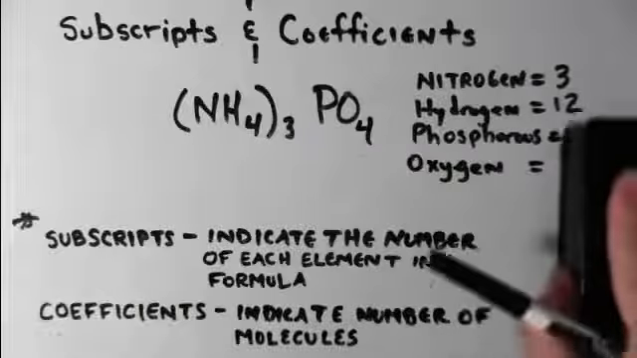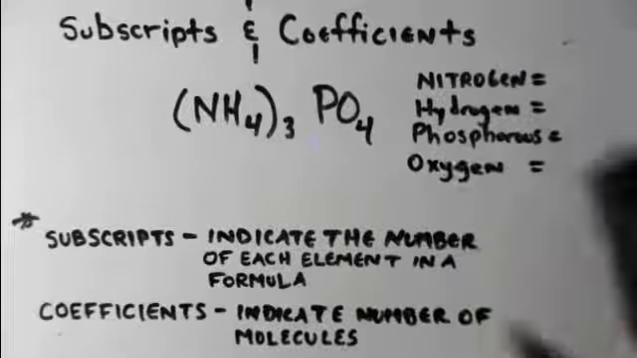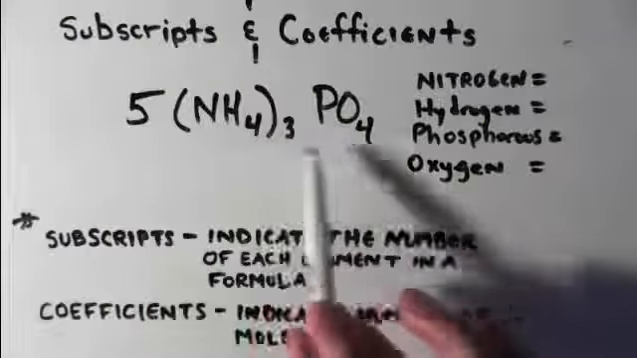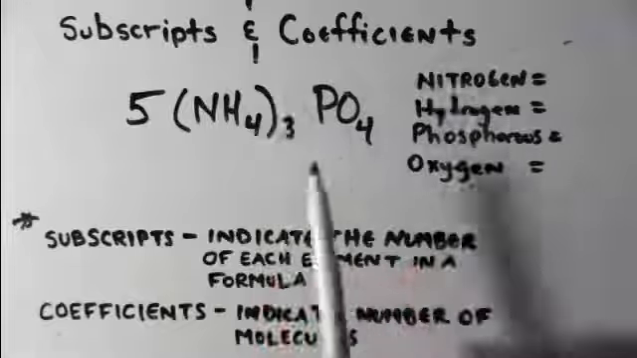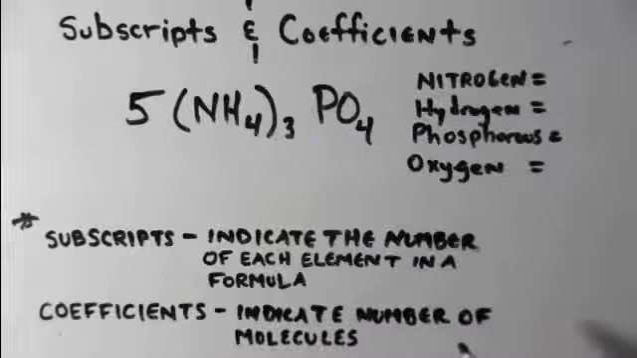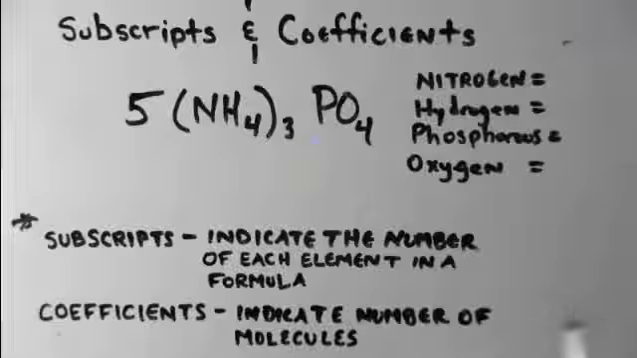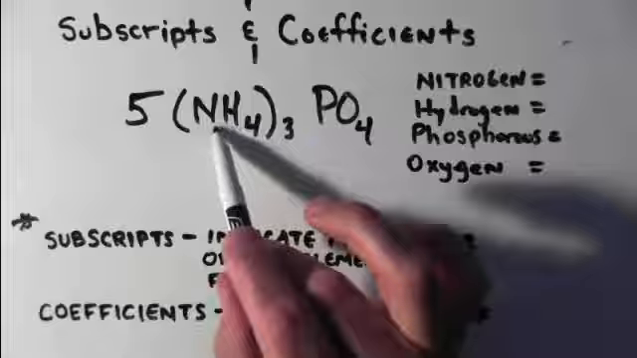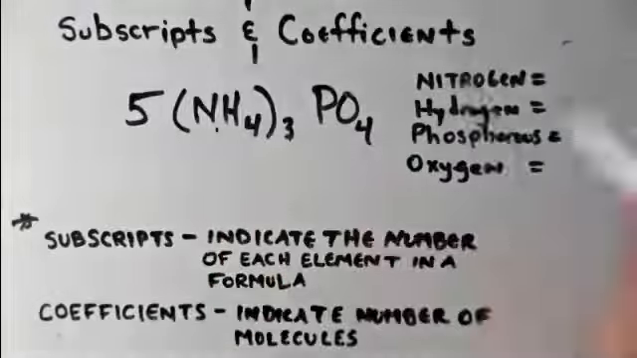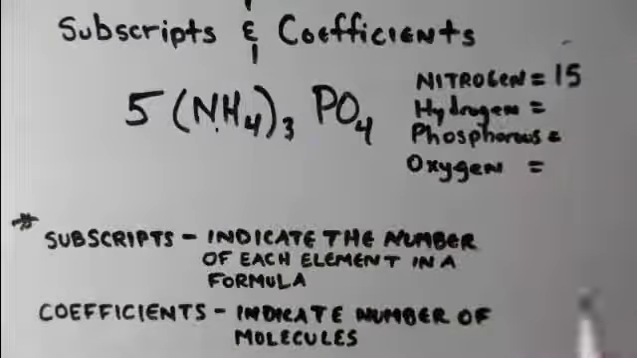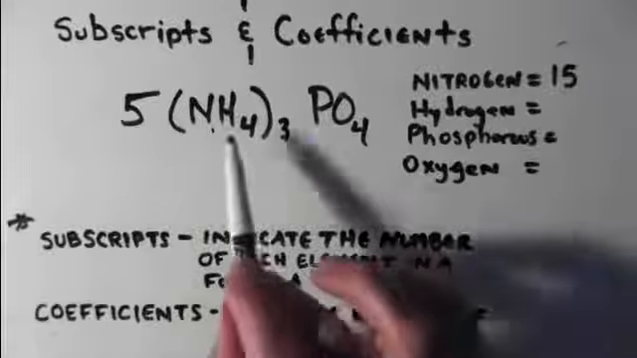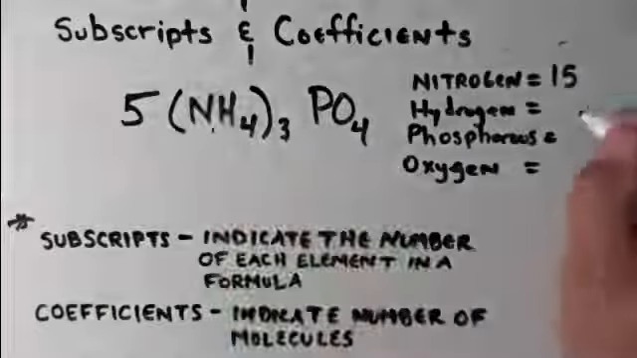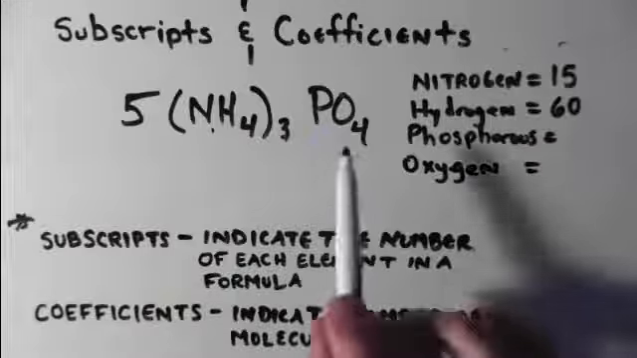Okay, now let me add a coefficient of 5. I now have 5 of this formula, ammonium phosphate, 5 of this compound. So now 1 times 3 is 3. Nitrogen has a subscript of 1 times 3 is 3 times 5 for a total of 15 nitrogen atoms present. Hydrogen has 4 times 3 is 12. 12 times 5 is 60.